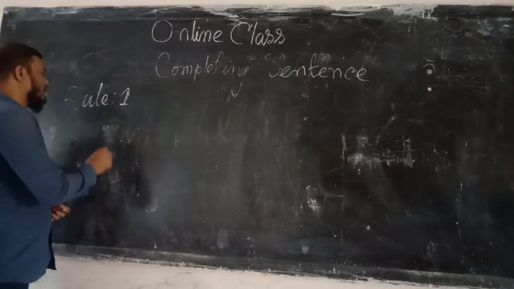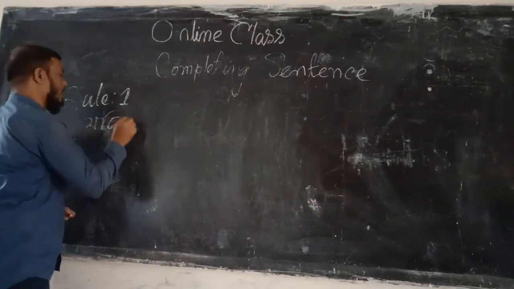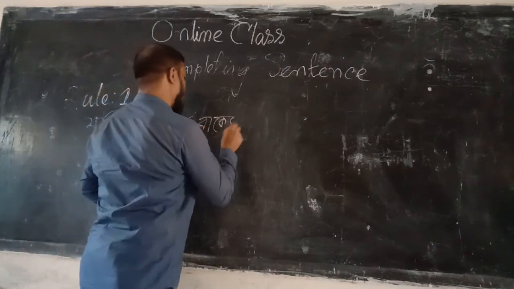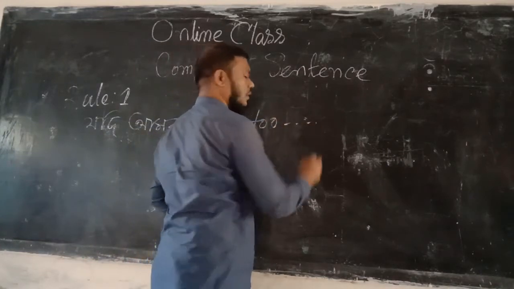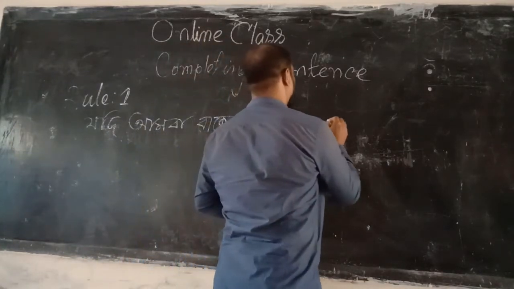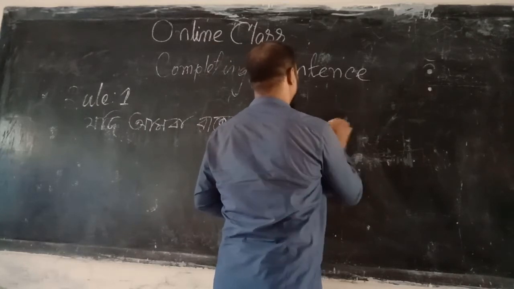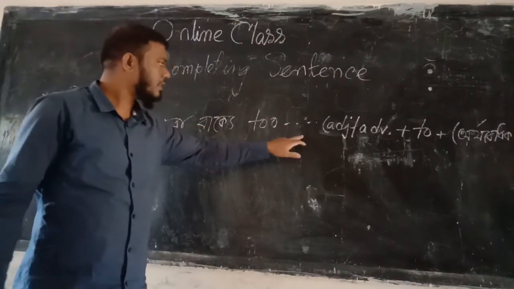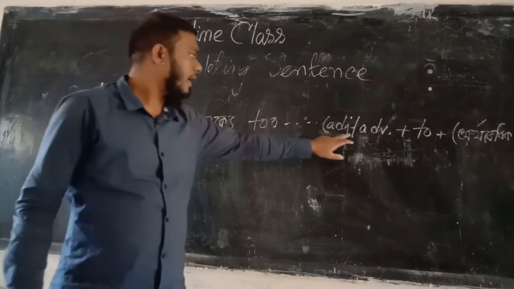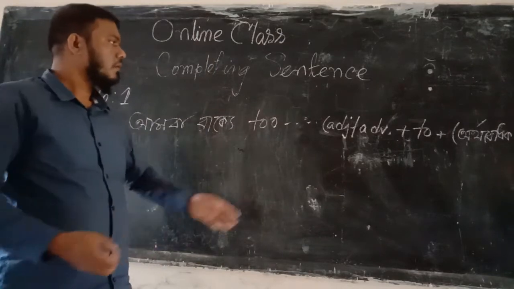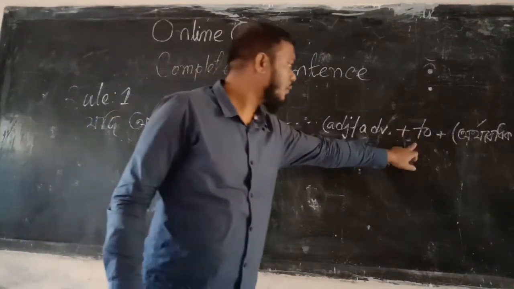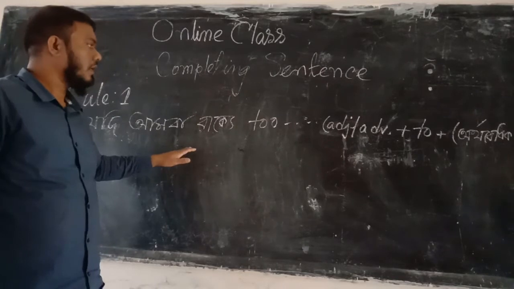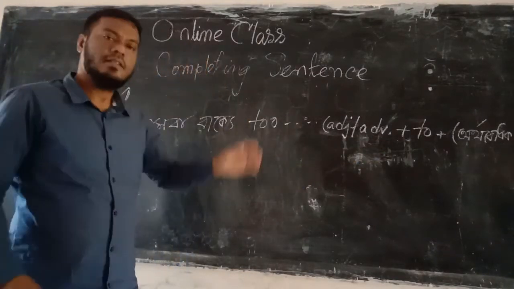The first rule is, if we find "to" in the sentences, plus, if we find that the word after "to" is an adjective or adverb, then we have to complete the sentence by adding "to" plus a verb which will be related to the sentence. The meaning of the verb will be related to the sentence.